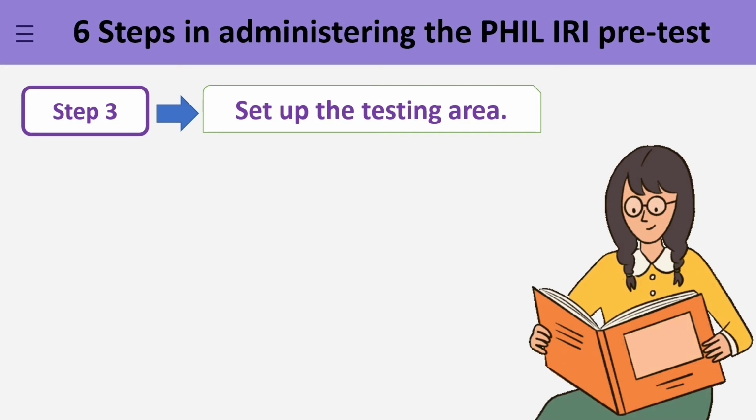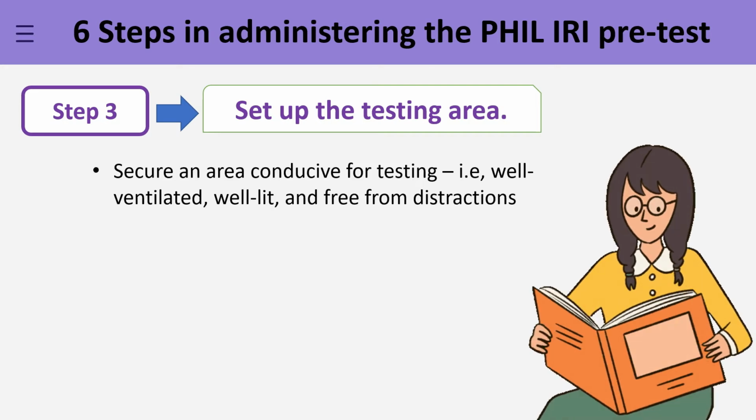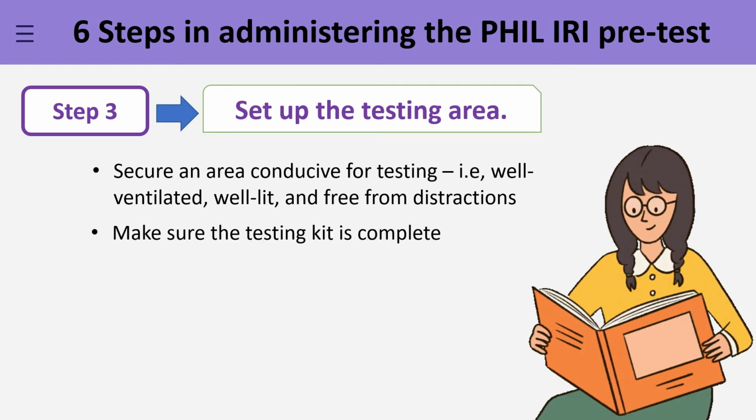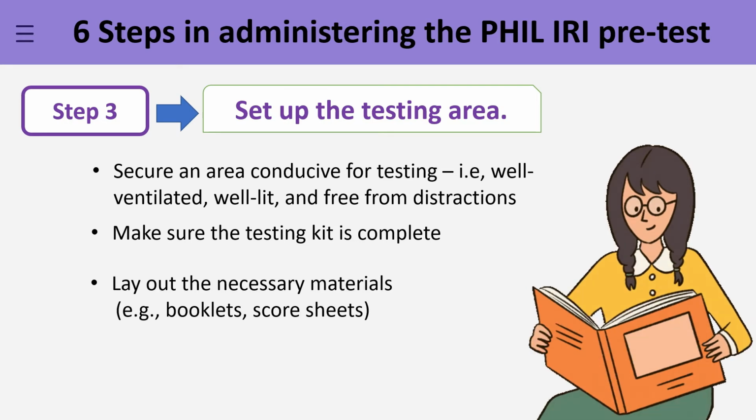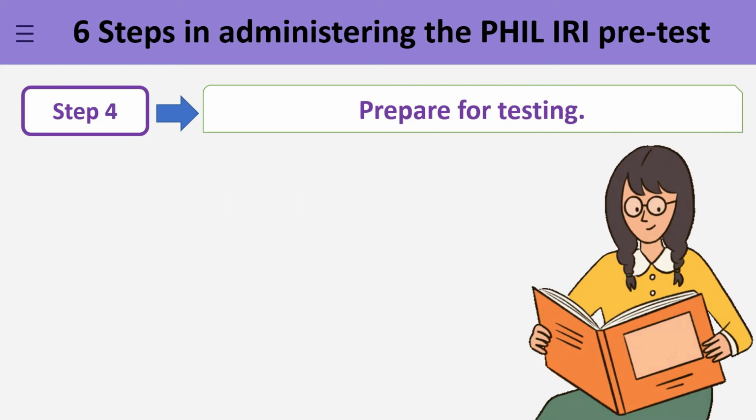Step 3. Set up the testing area. Secure an area conducive for testing. Well ventilated, well lit, and free from distraction. Make sure the testing kit is complete. Lay out the necessary materials like booklets, score sheets.